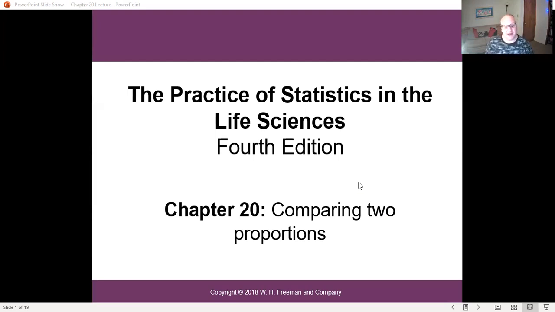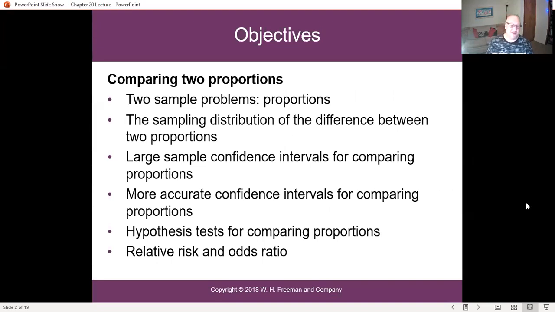So tonight we're talking about chapter 20, comparing two proportions. Starting with our objectives, we're going to discuss two-sample problems with proportions, which is similar to before when we had two-sample problems with means, except now it's going to be about proportions and not means of a group of data. Also, we're going to discuss the sampling distribution of the difference between the two proportions.